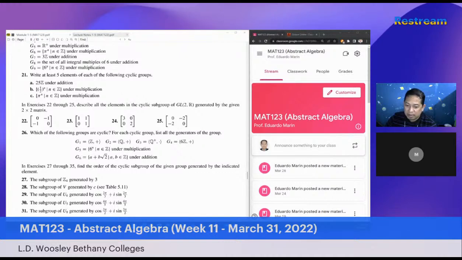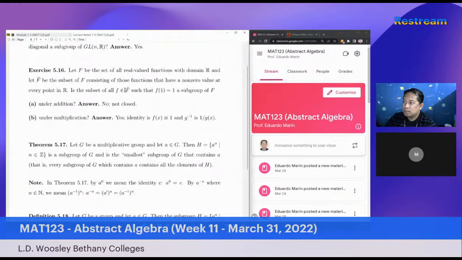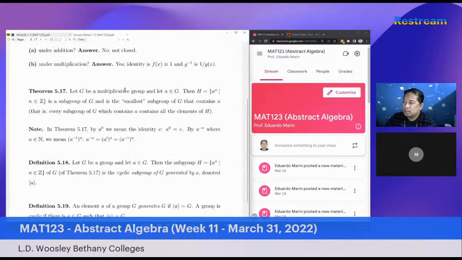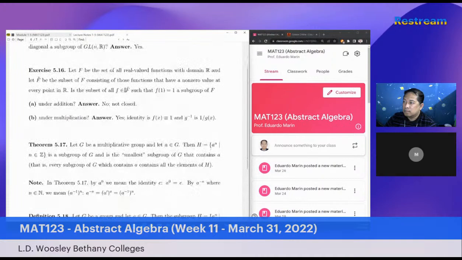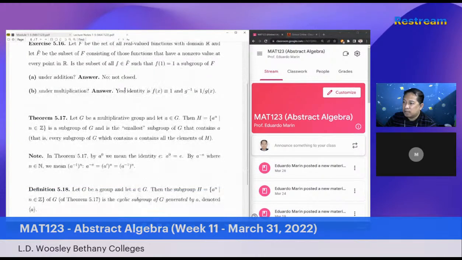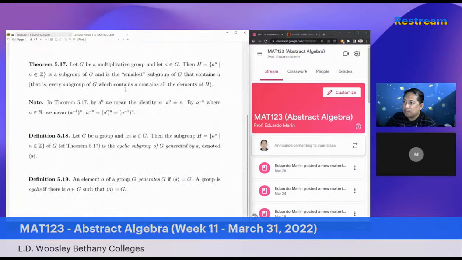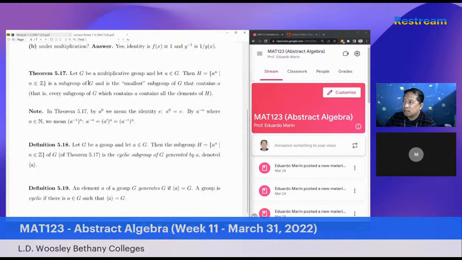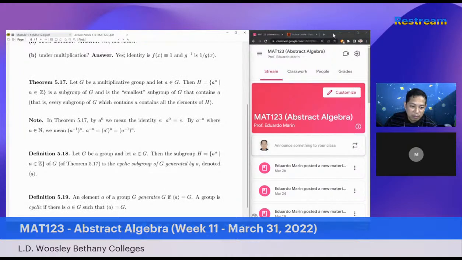So let's look at some items here before we continue. Now let's look at the cyclic group. Under the definition here, let G be a multiplicative group, meaning groups under the multiplication operation. So a cyclic group must be operational under multiplication, no?